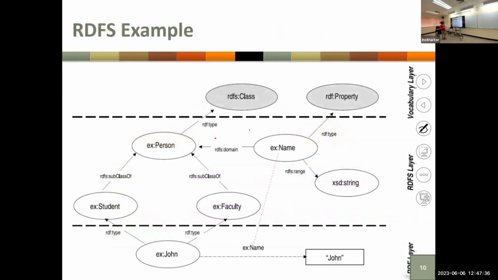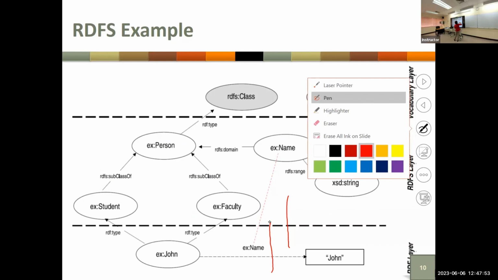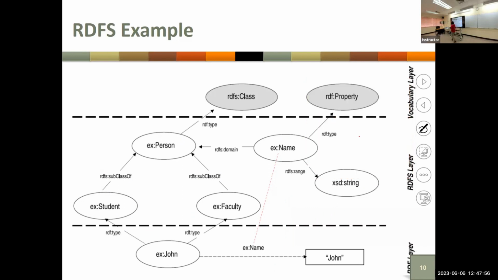I make it more complicated in a way that there are many layers. First, this is the vocabulary layer, the RDF schema definition language layer, the RDFS layer, the layer of our own vocab. This is the RDFS vocab, but this is our vocab.